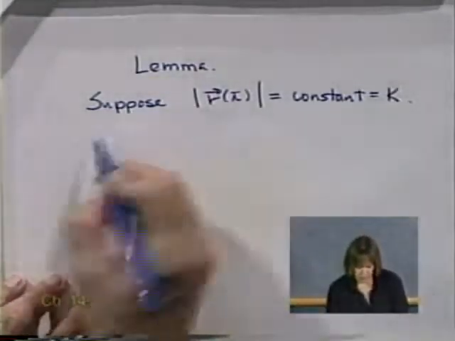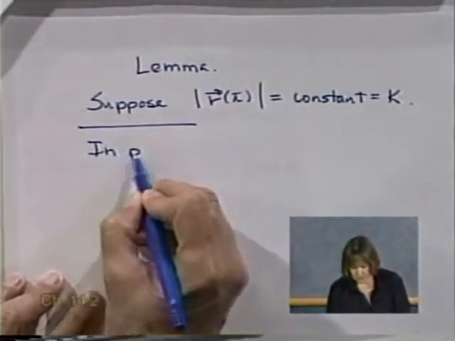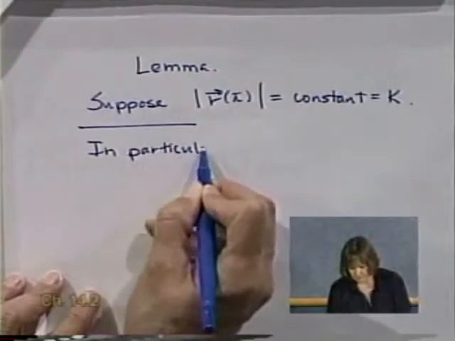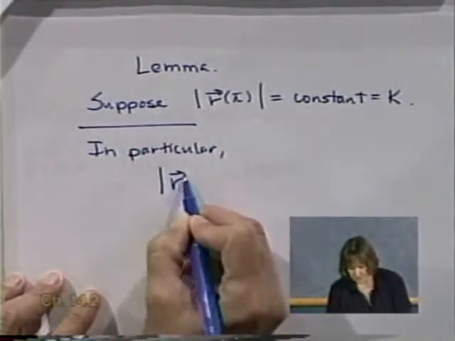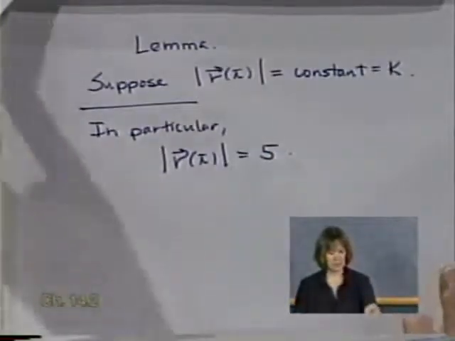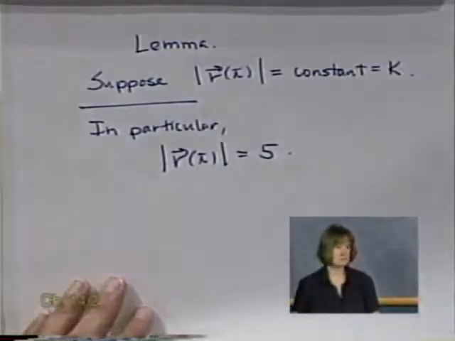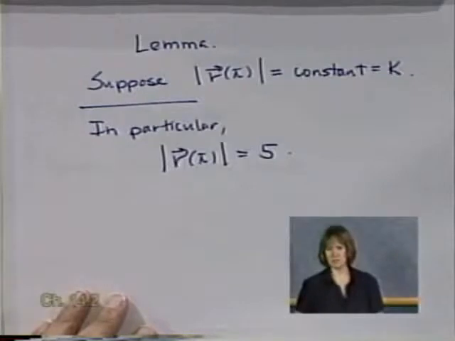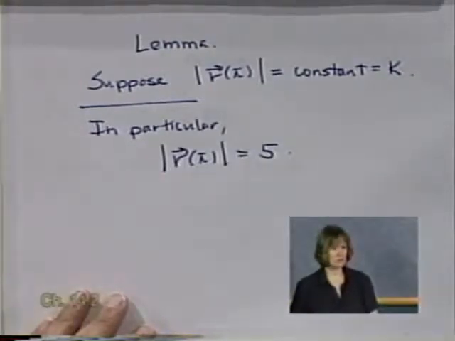Let's do it in particular. Let's say in particular the magnitude of r of t is 5. What does that tell you about the graph of r of t? If its magnitude is always 5, what does that tell me about where I am? What would the graph look like?